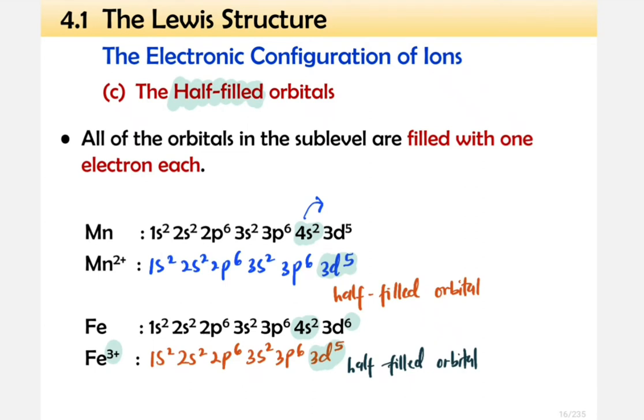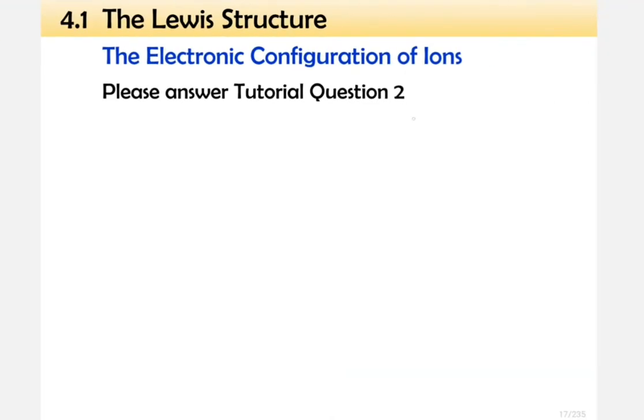Okay. So, we have gone through all of the 3 types of stability for ion. I really hope that you understand about this. Okay, so you boleh continue dengan tutorial question 2. You boleh try jawab this question. Okay, so kita dah habis untuk learning outcome B.